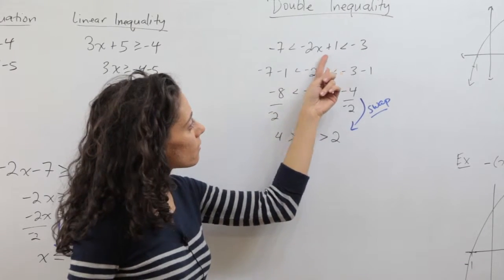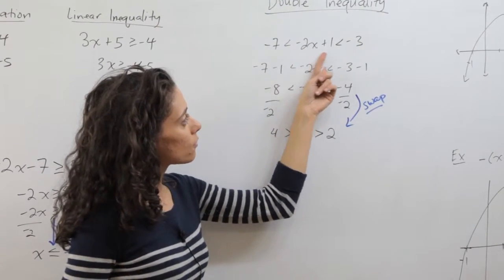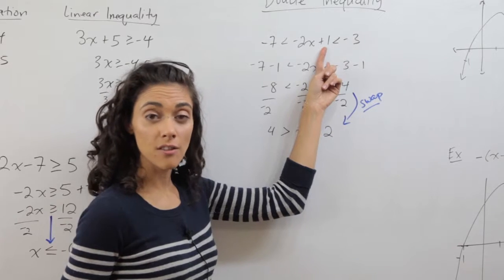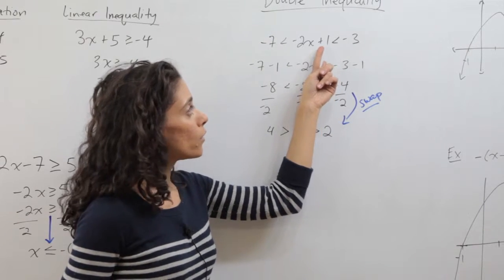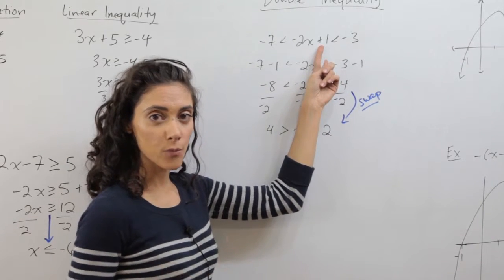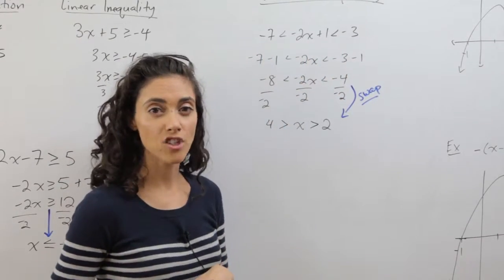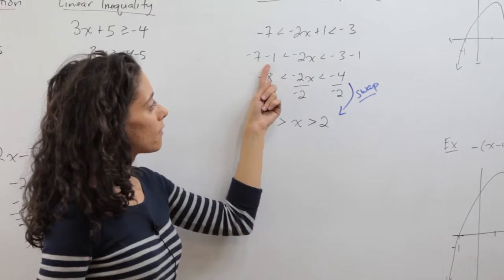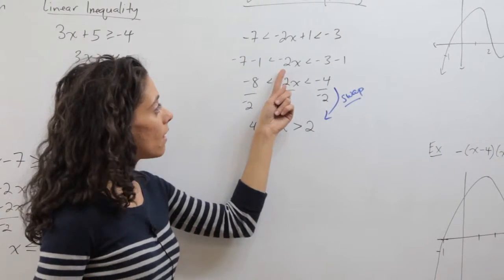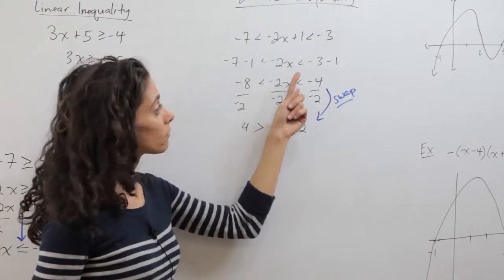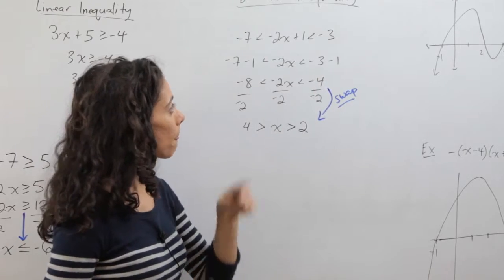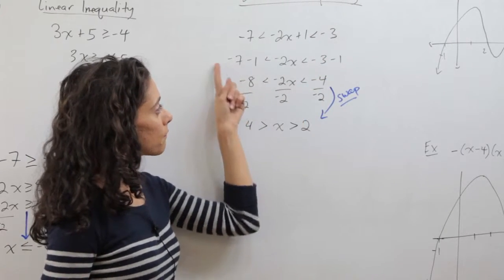So if I want to get x alone, first thing I want to do is get rid of that plus 1, just like you would in an equation. We know that the opposite of adding 1 is subtracting 1. If I subtract 1 from each of my 3 sections, I'm left with -7 minus 1. Now it's gone from the middle section, and -3 minus 1. Now I've simplified. That becomes -8.